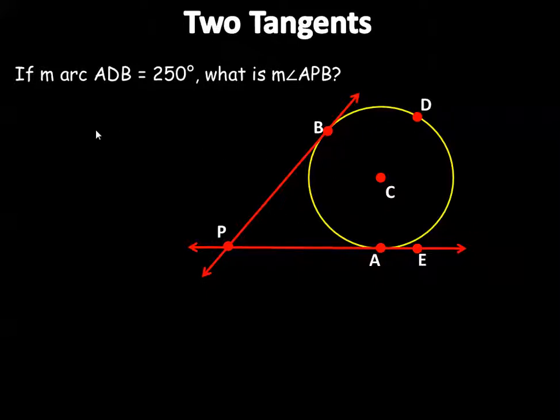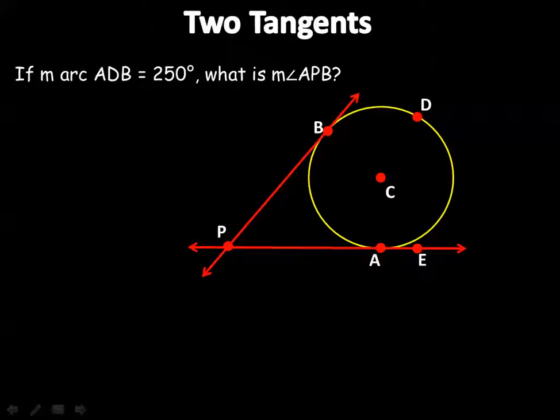Remember, I always like to write out a problem. If the measure of arc ADB is 250 degrees, what's the measure of angle APB?